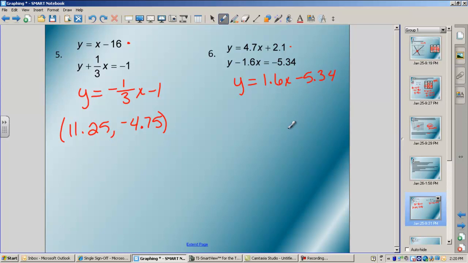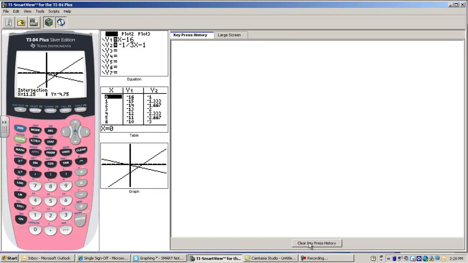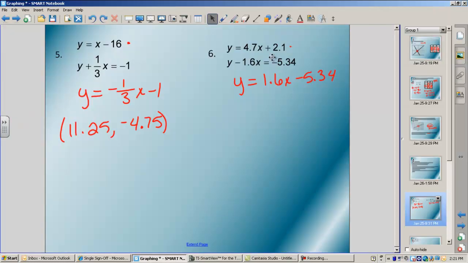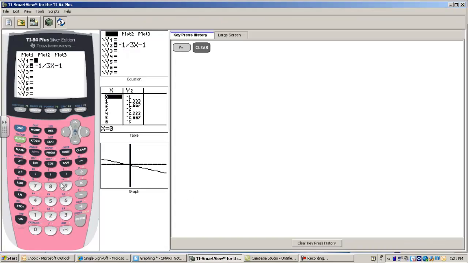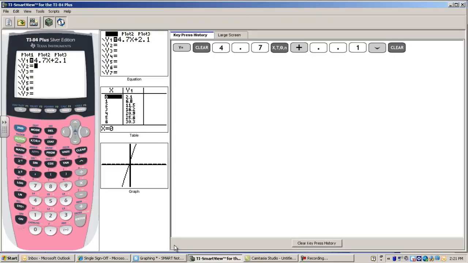We're going to do the same thing. We're going to put these into our calculator. So we're going to go back over here, go back to y equals, and enter in our new equations. The first one was 4.7x plus 2.1, and then the second one was 1.6x minus 5.34.